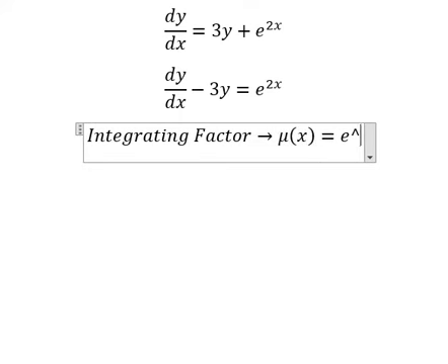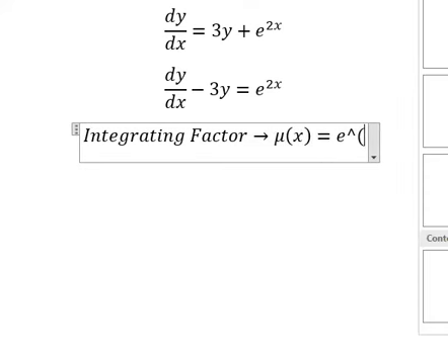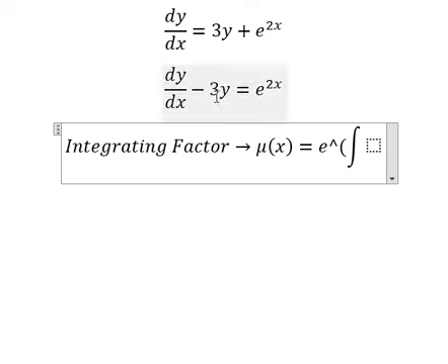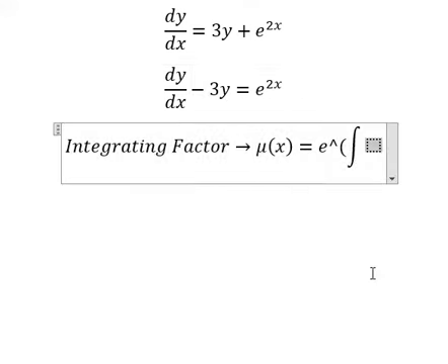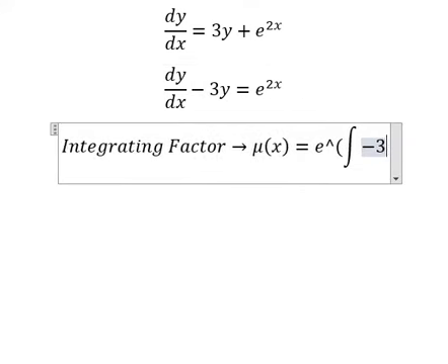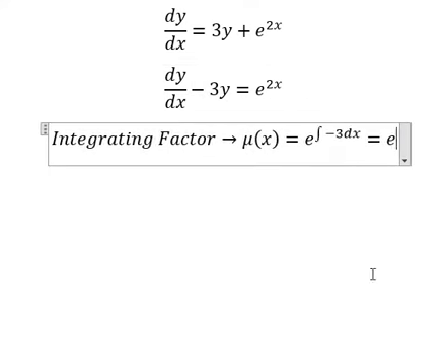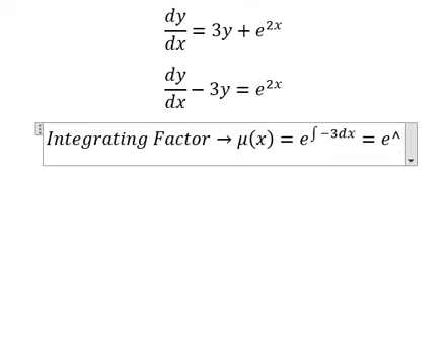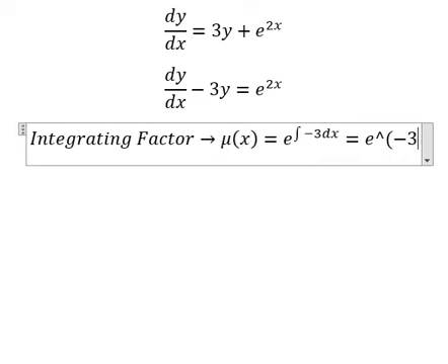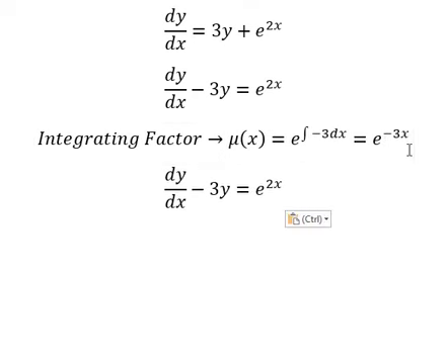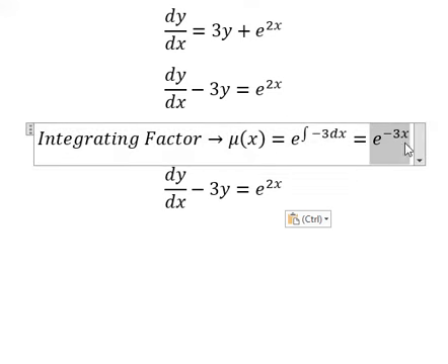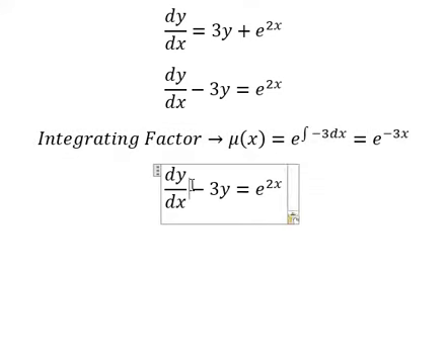equals e to the power of the integration. So we see that negative number 3 next to y. This is for the integrating factor. So we put this one going here. And we have e to the power of negative 3s. That means we multiply both sides by this one.